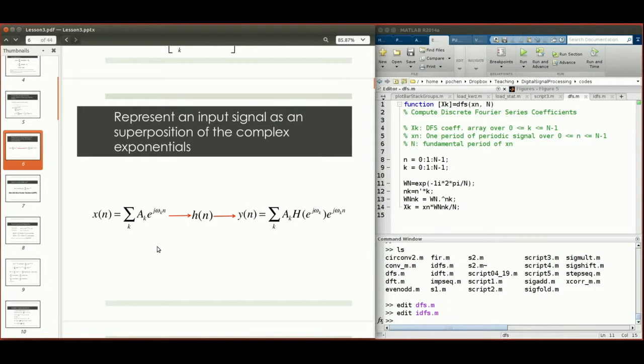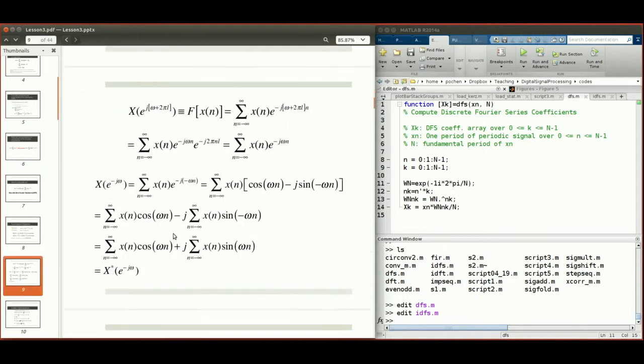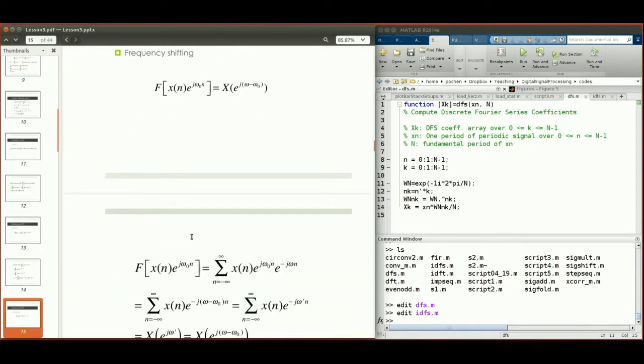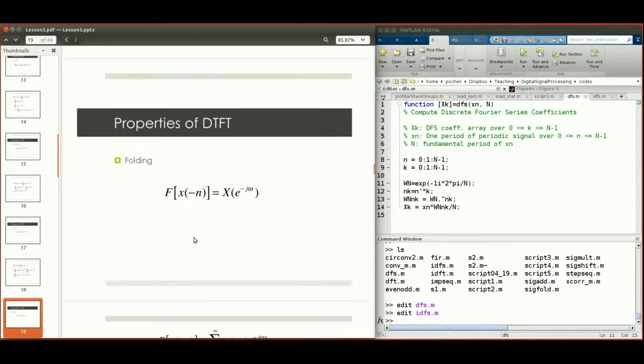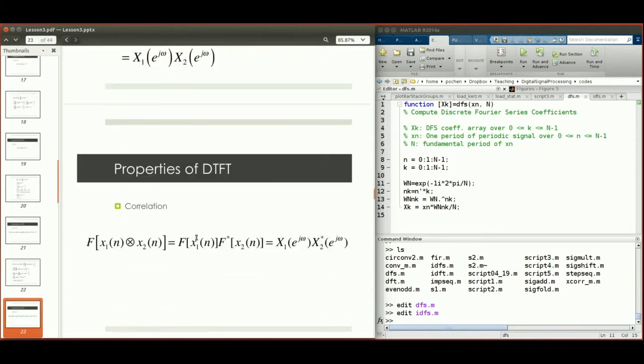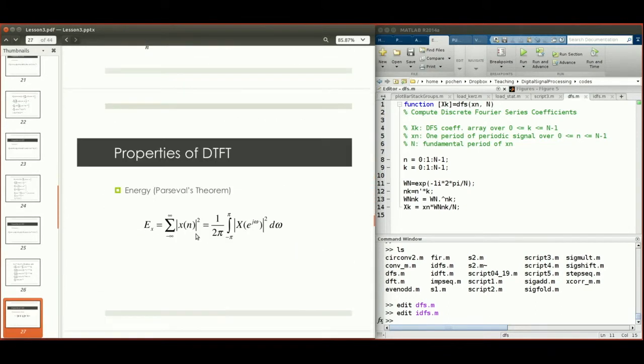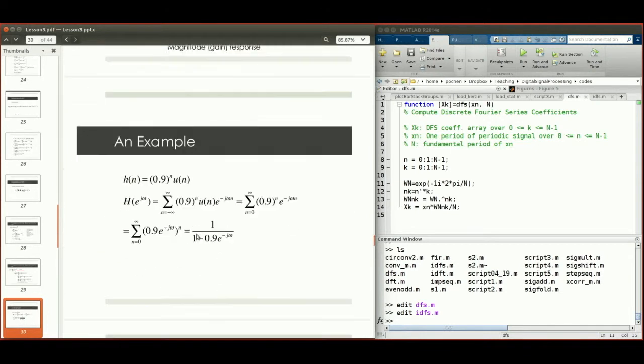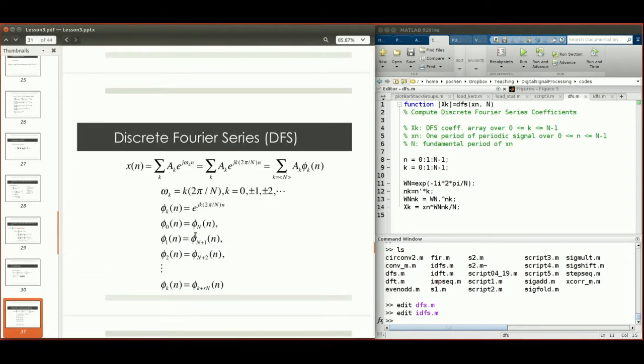So now let's try to be more specific, and let's talk about what we call the discrete Fourier series, or DFS, in which we're going to be specific about what omega k is going to be.